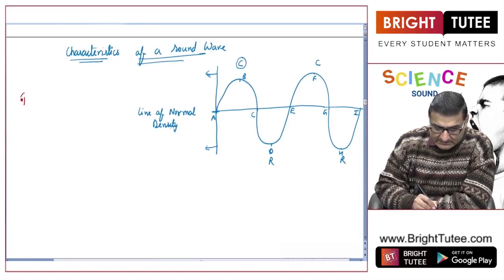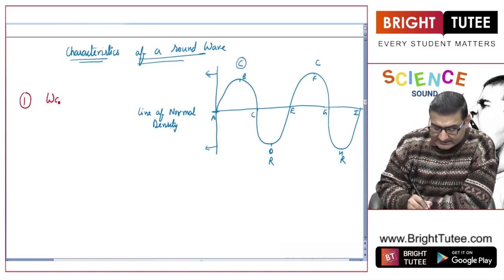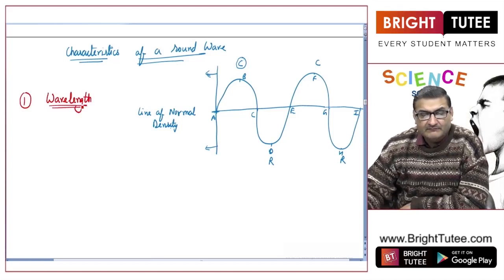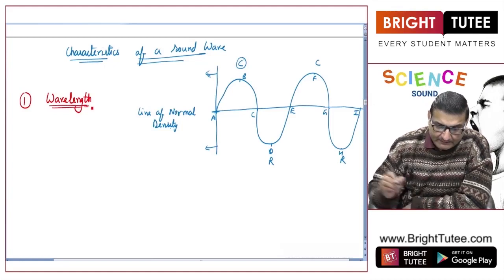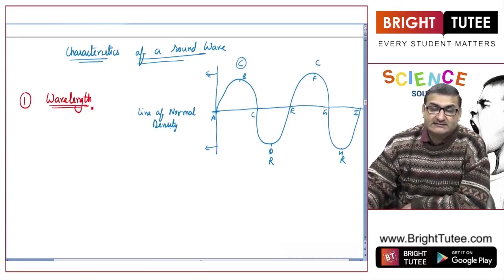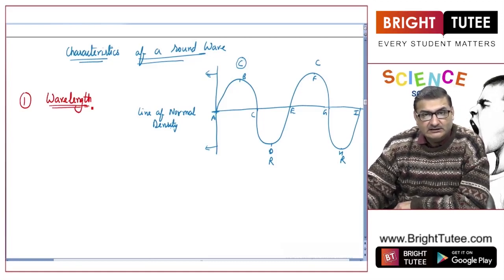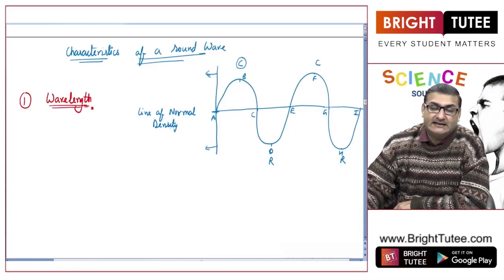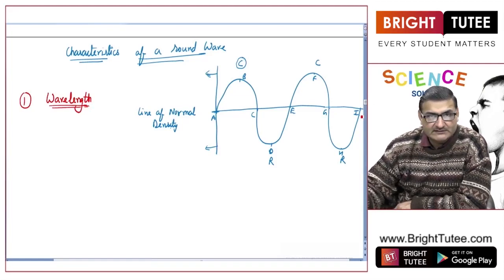Now the first important characteristic of a sound wave is its wavelength. What exactly is wavelength? When we define wavelength, we say that wavelength is the minimum distance in which a sound wave repeats itself. It is the minimum distance after which the sound wave is repeating itself. Now what does it mean by saying so? Let us see with the help of this figure.